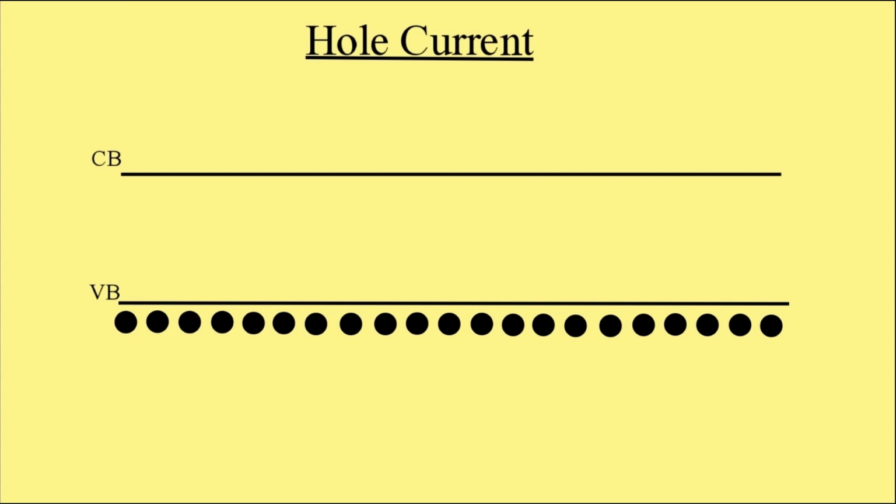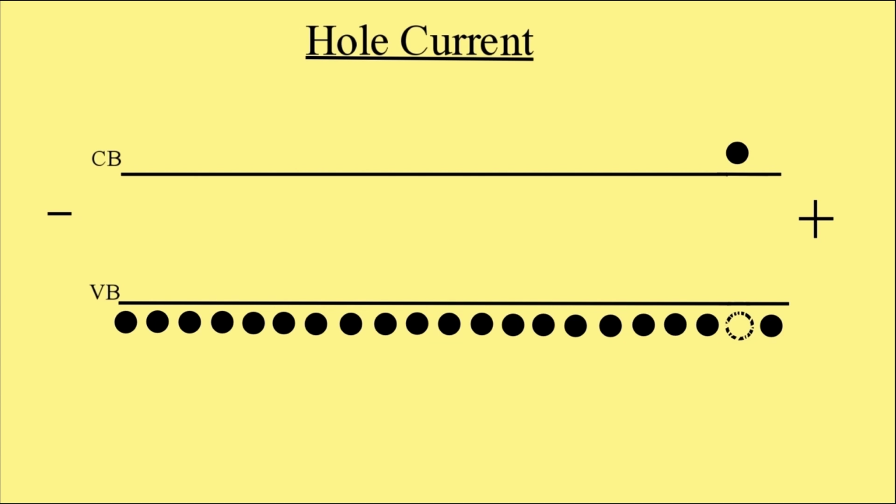Hi everyone. In this video, you will get to know the basic idea behind hole current. Firstly, we will assume that an electron in the valence band has absorbed energy sufficient enough for making its transition to the conduction band. As you can see, the electron transition left a vacant position in the valence band. This vacant position is nothing but a hole.